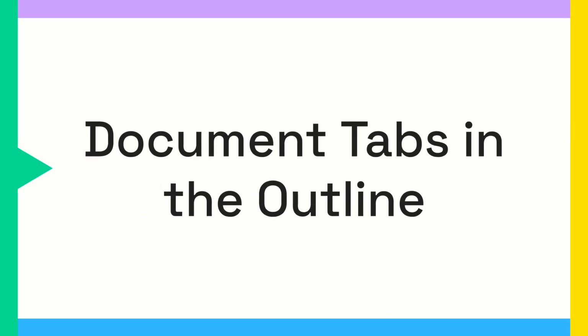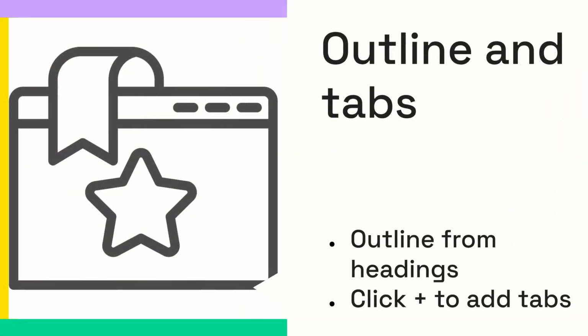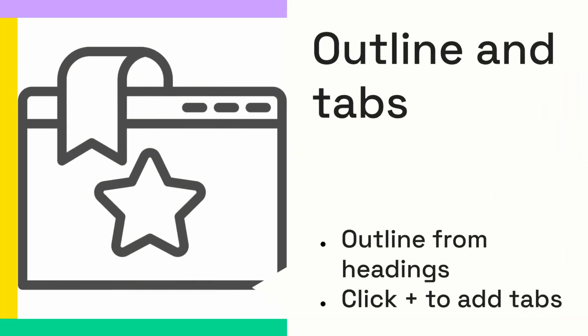Find your document tabs in the document outline in the left sidebar. It may be collapsed. While in the free version, you'll only see the outline created by headings. In the upgraded version, you can click the plus icon to add additional tabs and see the headings for each tab.